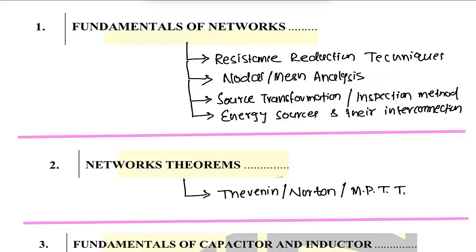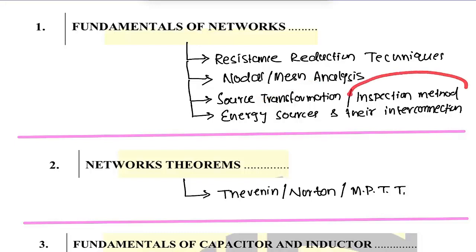These are basically certain steps we need to follow to solve a particular network. Then source transformation and inspection method. Source transformation, although there are not many questions, yes, there are certain cases. Source transformation is to simplify the network.